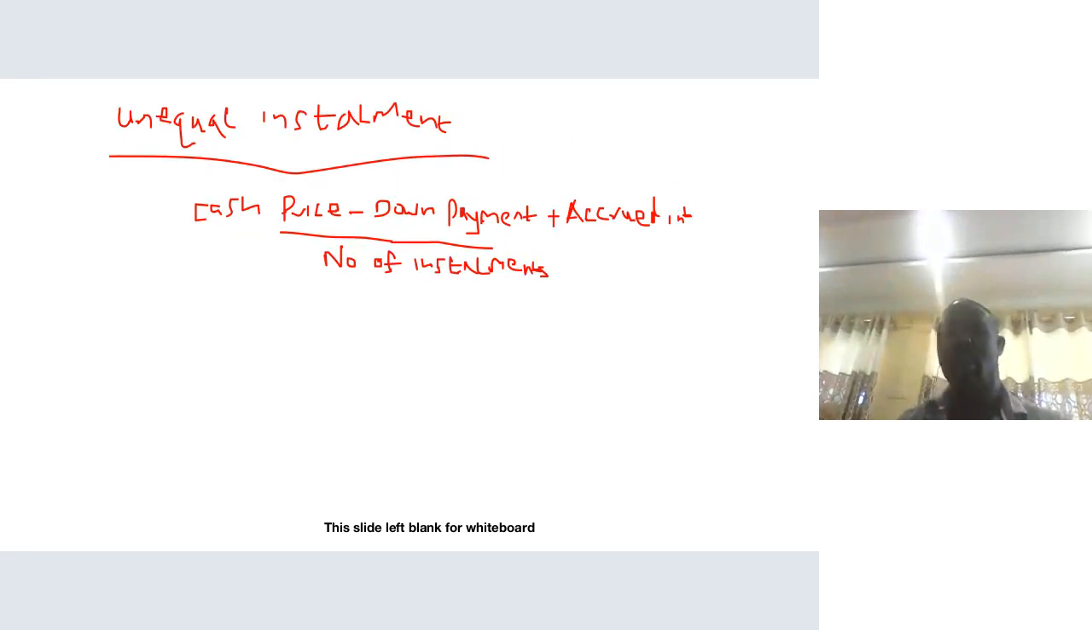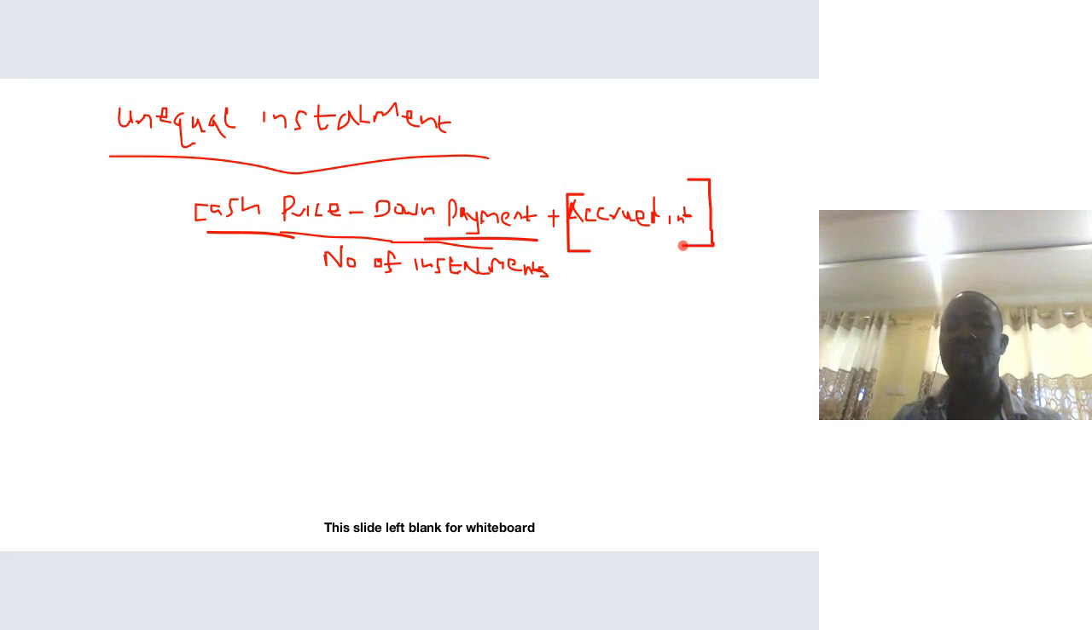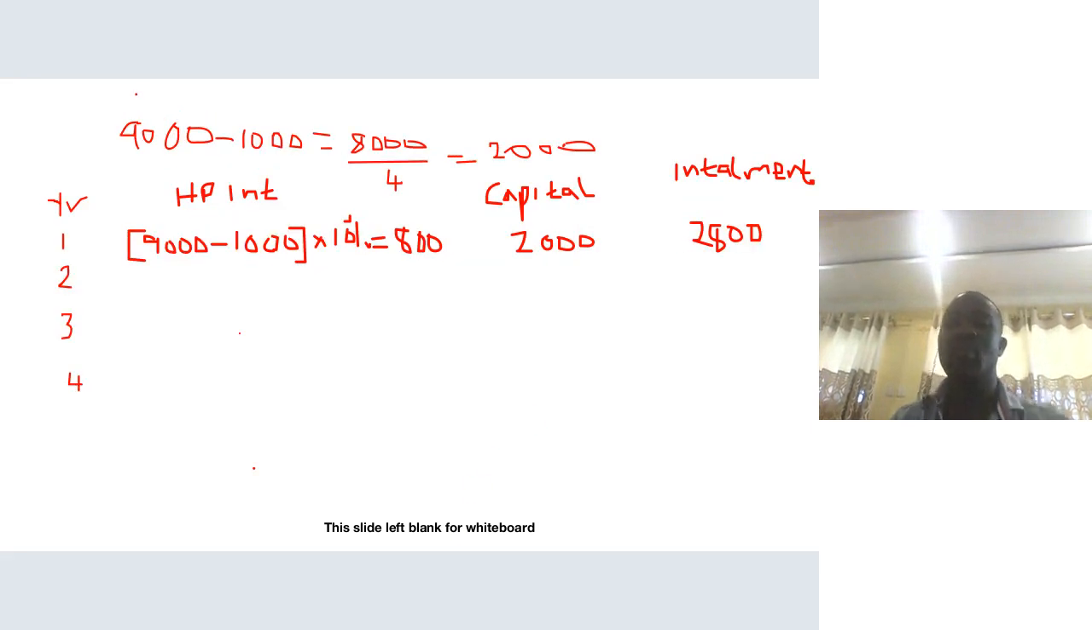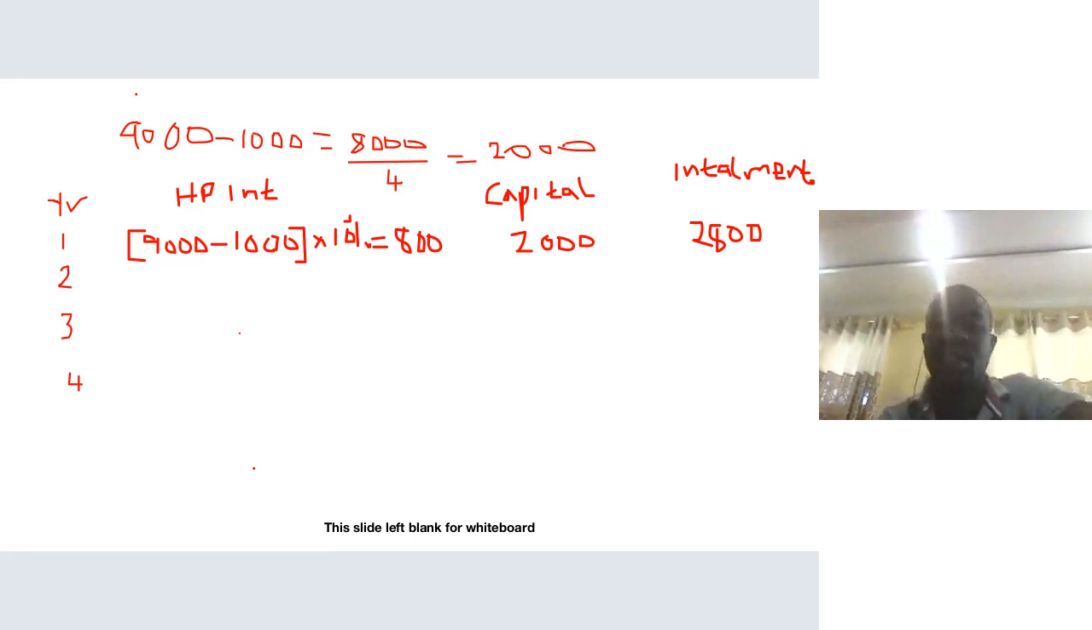Remember, in our formula, we said you take the cash price minus the down payment over the number of installments plus the accrued interest. So the accrued interest is on its own. So that's how we are getting the hire purchase interest for year 1.